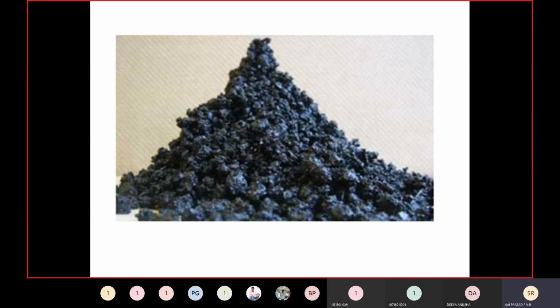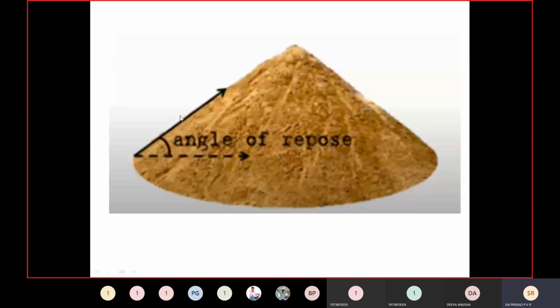That is the definition of it. Take sand as an example. The angle between the slope and the horizontal is called the angle of repose. As I said, for free flowing solids, this angle will be less. For cohesive solids, and solids which have intricate shapes or whose friction is very high, the angle of repose will be very high.